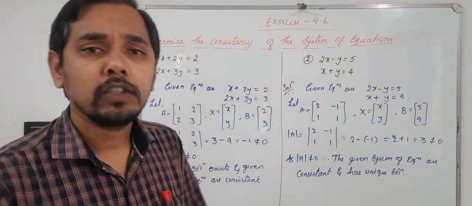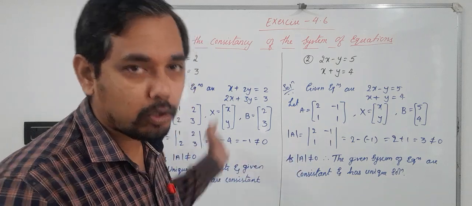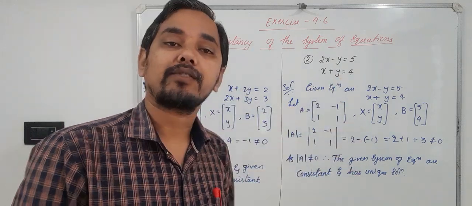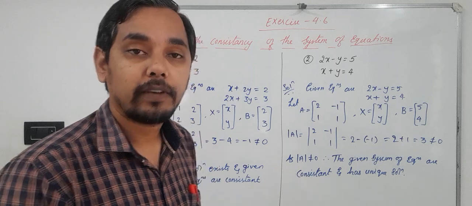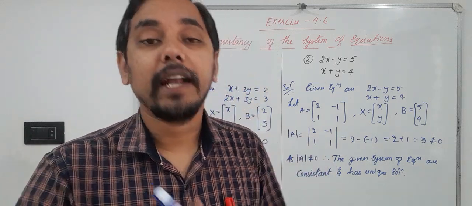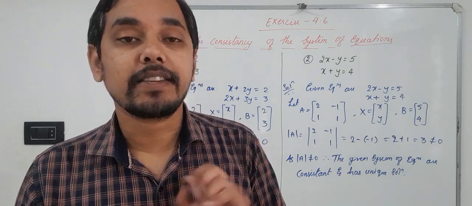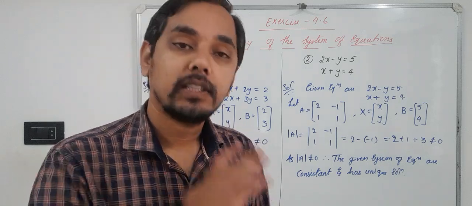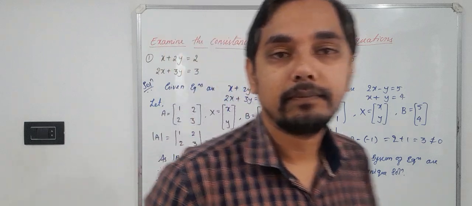Okay, so here also we got the determinant as not equal to 0. So the system of linear equations is unique, right? It is having a unique solution and it can be said as a consistent system, right? So now what you need to do is just pause the video and make a note of this.